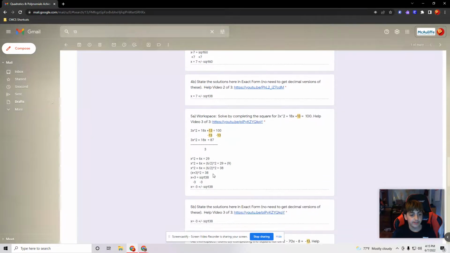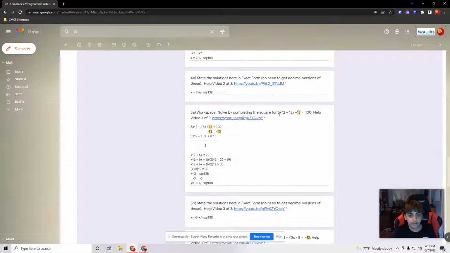And then 5 is interesting. So you see, we have a number before the first thing here, 3 in this instance. So what I did is I minus 13 from both sides. We've isolated the x terms. And you notice that these terms are now easily divisible by 3. So now I divided that by 3. So 3x squared divided by 3 is x squared. 18x divided by 3 is 6x. 87 divided by 3 is 29.